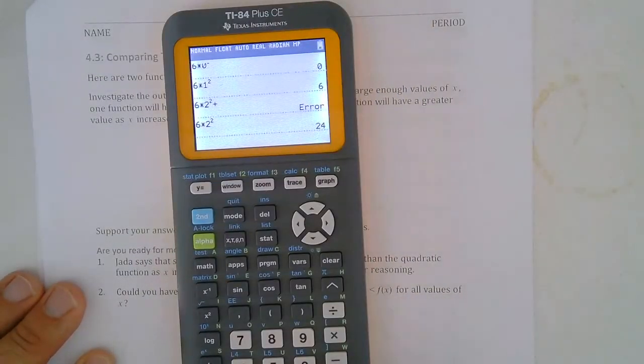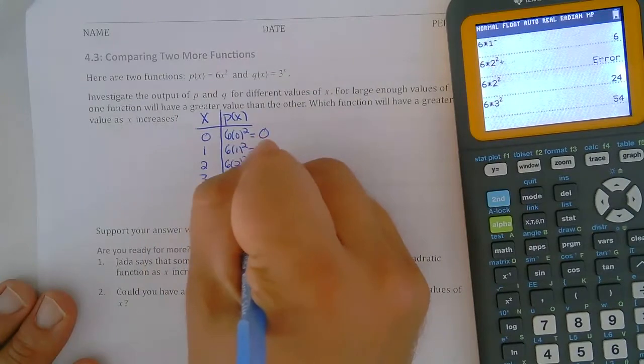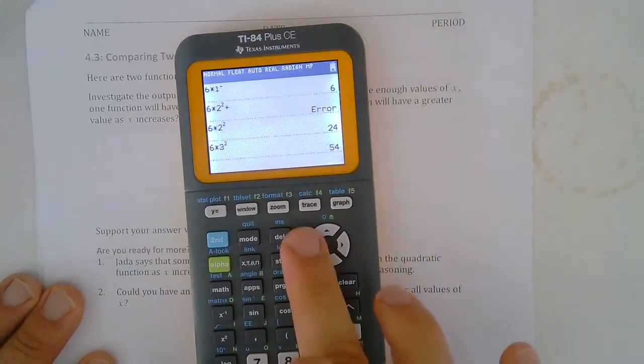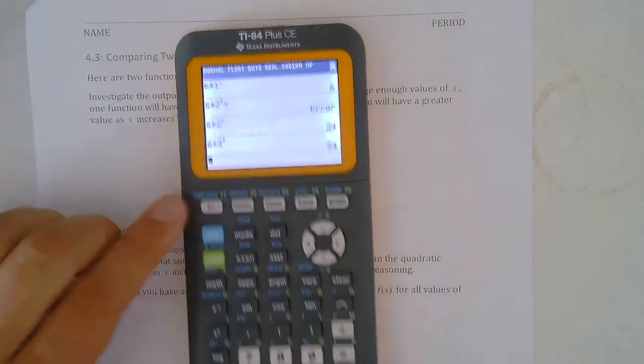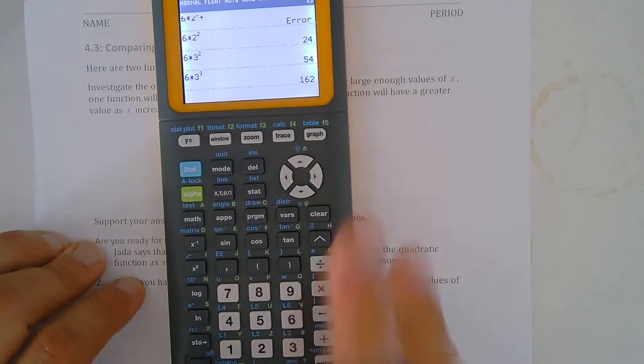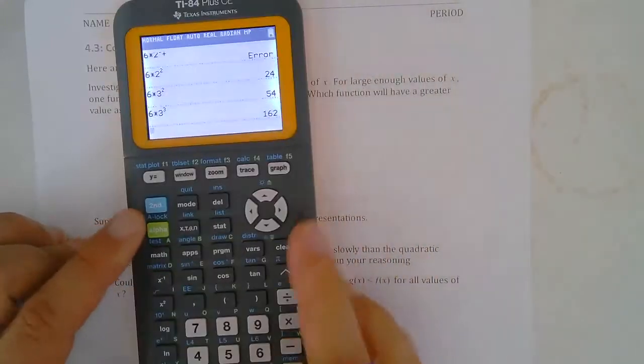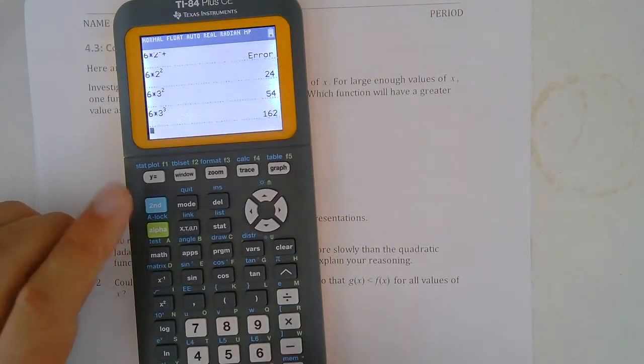And then 6 times 3 squared, which is 54. And I can actually go hit here if I hit second and then entry. I can arrow back and put in 3 squared is 162. And then 6 times 5 squared.